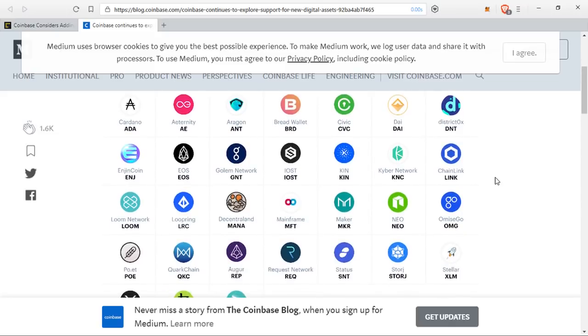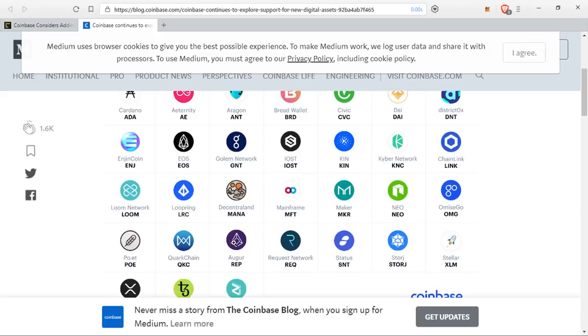I am, however, excited for Cardano, obviously. EOS, Golem, especially. I think the Golem platform is going to be incredibly large. A lot of people aren't paying attention to what Golem is. KIN is going to be massive. When you have a coin like KIN, potentially, or one day being added to the Coinbase platform, that's going to be massive. Decentraland, I think, is also going to be very huge. Neo, Omisego, I can't wait for Omisego to completely go mainstream. Augur is going to be very big.